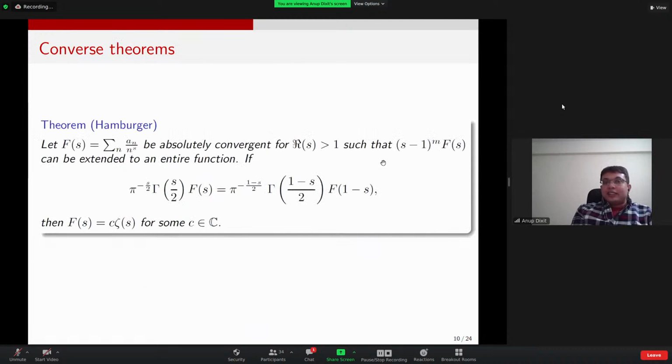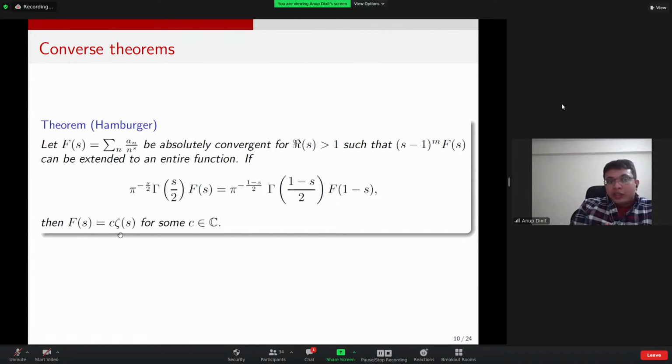So one of the ways to look at Berlinger's result is as a converse theorem. Just to highlight it, let me remind you of Hamburger's converse theorem. It says the following: if you have a Dirichlet series, summation of a_n over n to the s, absolutely convergent on real part of s greater than 1, which has an analytic continuation except for a possible pole at s equals 1, and suppose it satisfies the same functional equation as the Riemann zeta function, then it has to essentially be the Riemann zeta function itself, a constant times the Riemann zeta function, where the constant is a complex number.